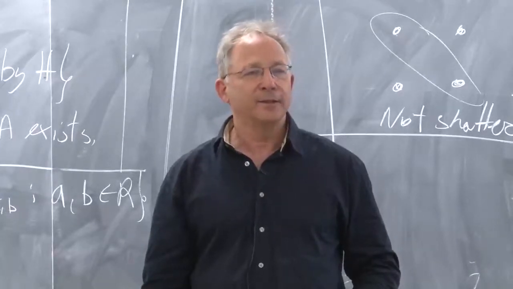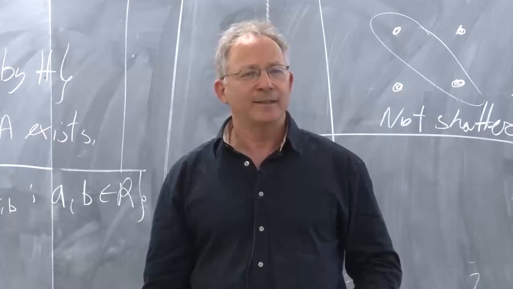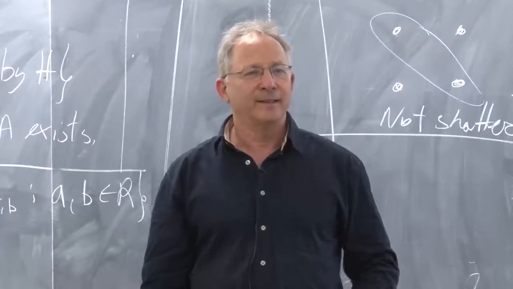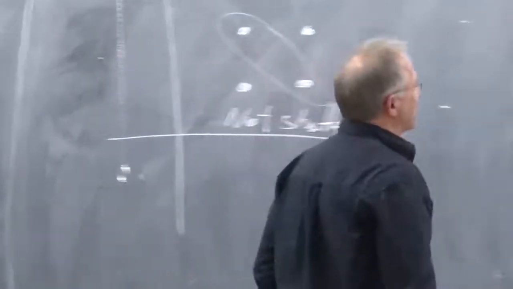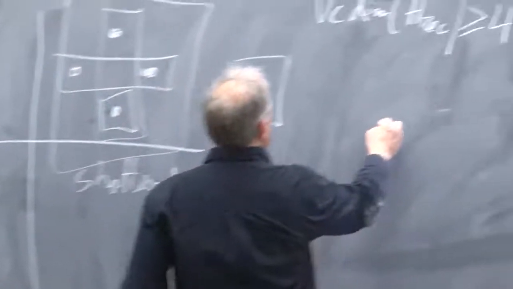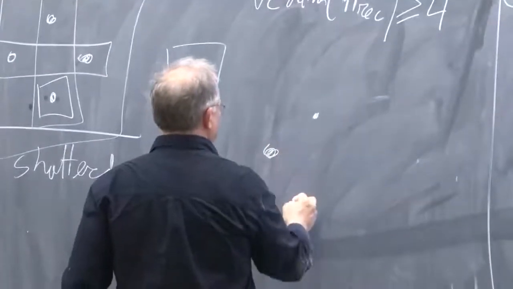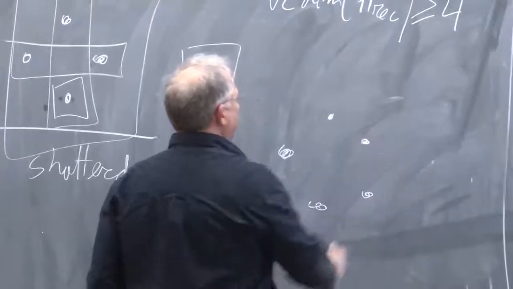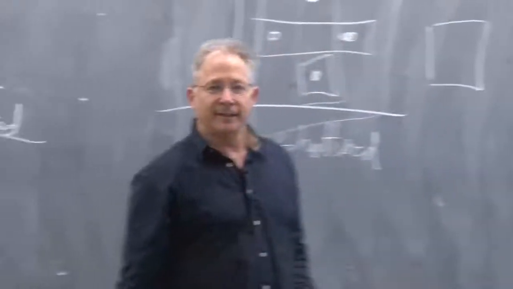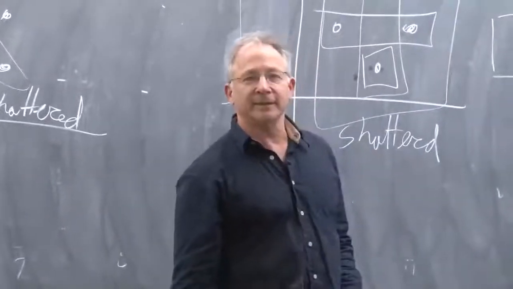Yes. Let me think. Yes, like 5 points that will not be on the same line with each other. 5 points which are not in the same line. So let's look at, let's have 5 points on a circle. Is it shattered?